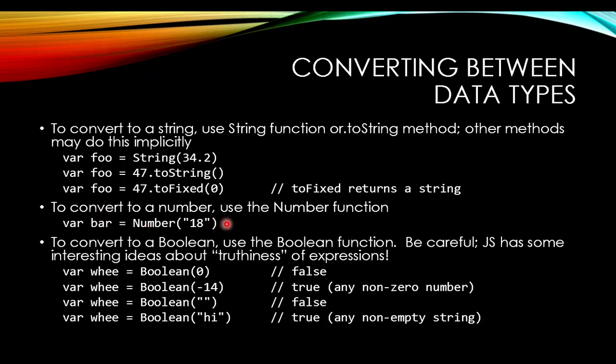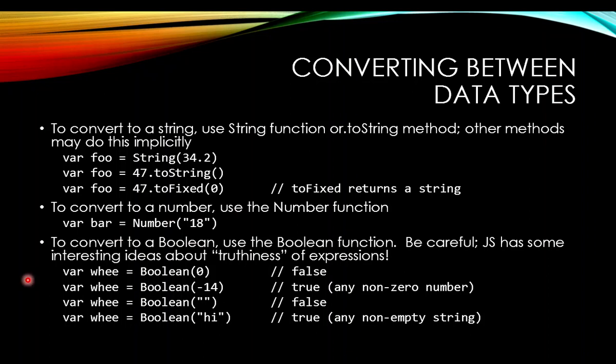Now, there can be some weird things that happen. For instance, if it can't convert this thing, you might get this weird NaN, not a number, with lowercase a and uppercase N. But that's something we can handle specifically later.